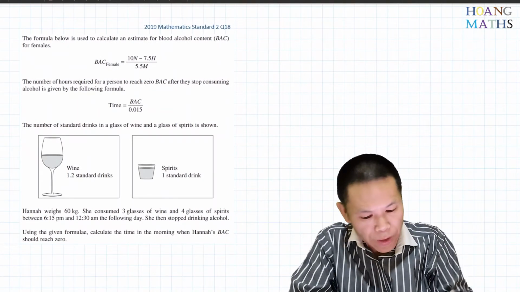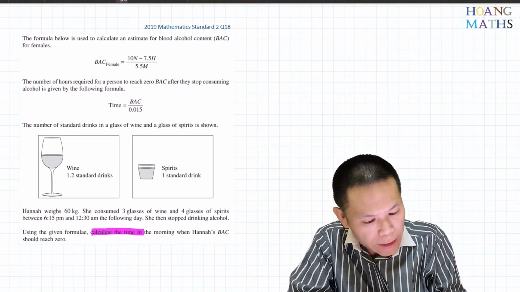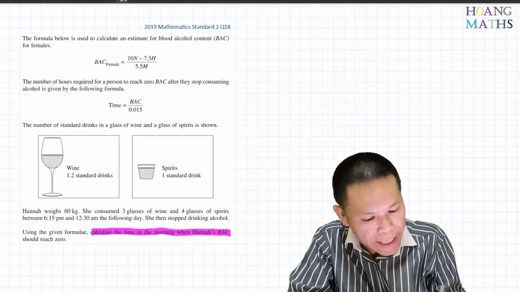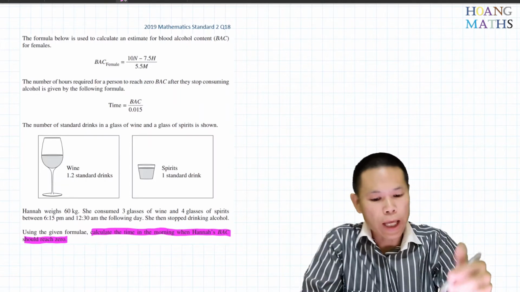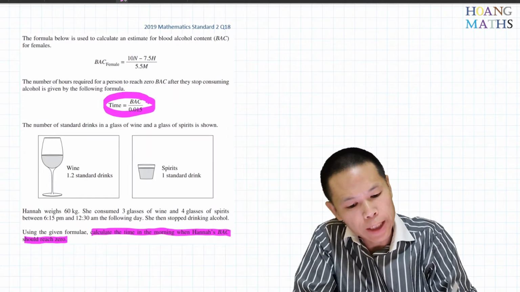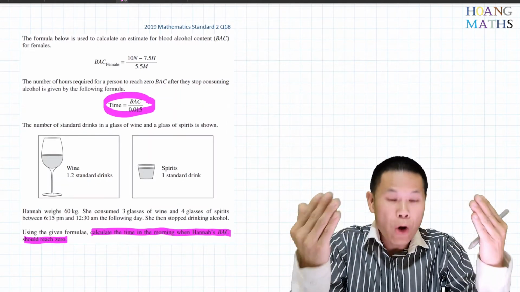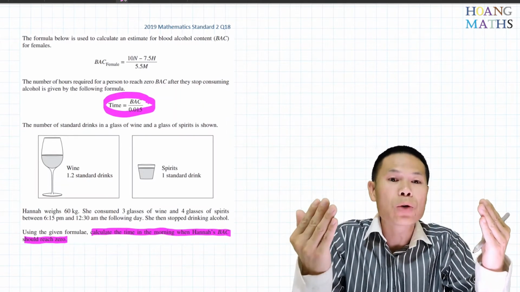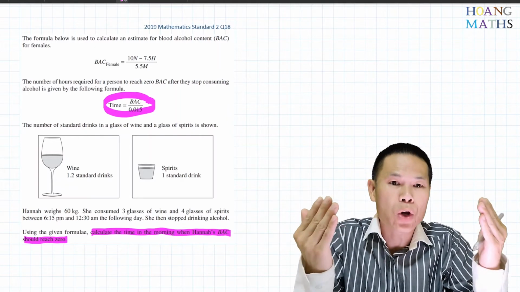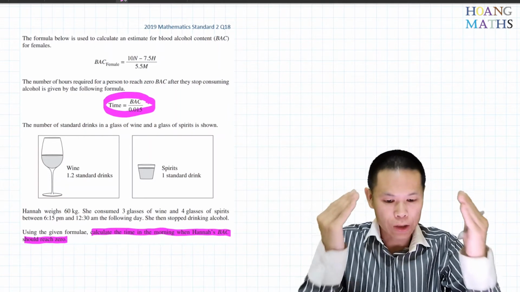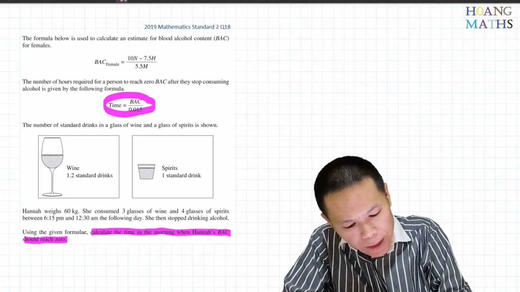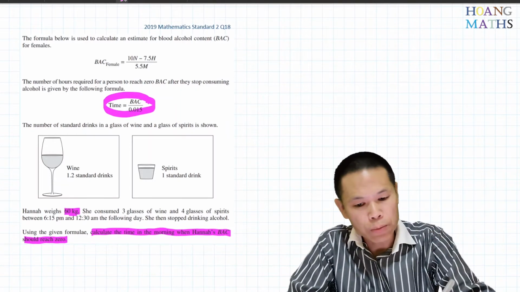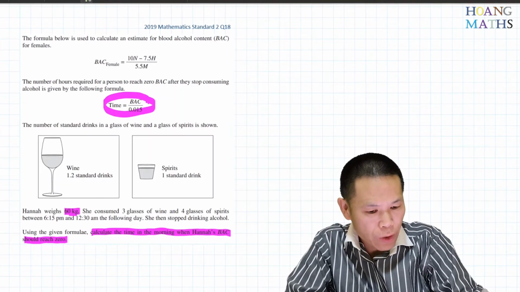So the question is asking, calculate the time in the morning when Hannah's blood alcohol content should reach 0. So we need to use this formula here, right? But before we do that, of course, we need to calculate the blood alcohol content for Hannah first. So to work this out, we know that Hannah's weight is 60 kilograms. So let me write this down first. M is equal to 60.